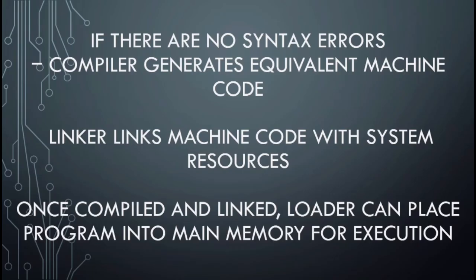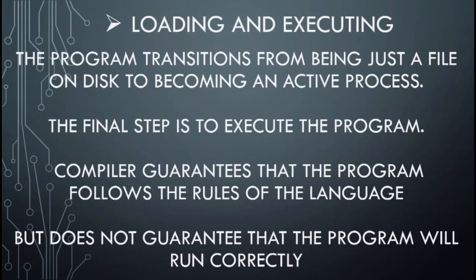If there are no errors in your code, the compiler generates equivalent machine code. As I said, the compiler is the intermediary. It generates from the high-level language, then it comes to the machine code. So the linker links the code you've written to the system resources. Now, in loading and executing, the program transitions from being just a file on a disk to becoming an active process, and the final step is to execute the program.